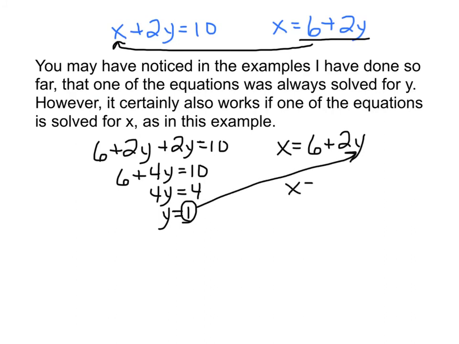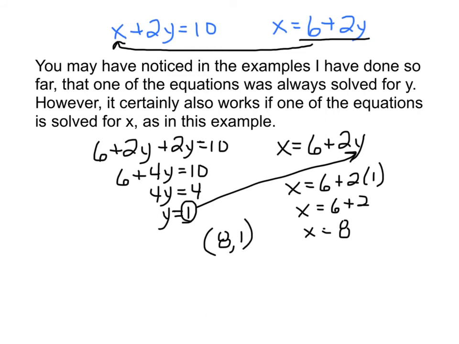So I have x is equal to 6 plus 2 times 1, so x is equal to 6 plus 2, or x is equal to 8. So the intersection point for these two lines, if I were to graph them, would be (8, 1).